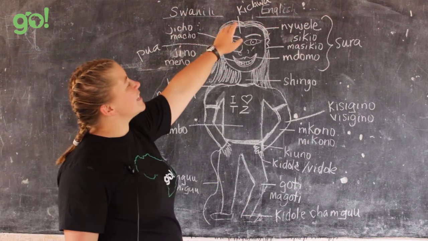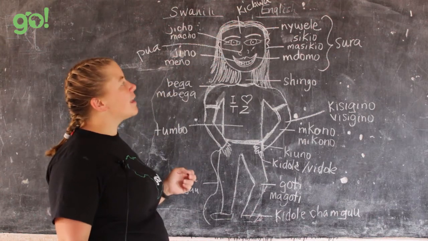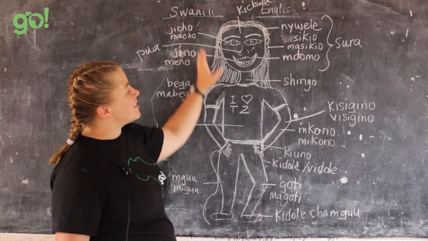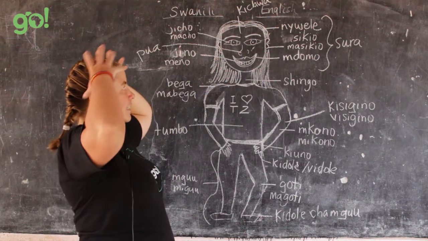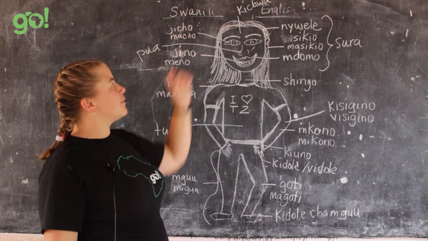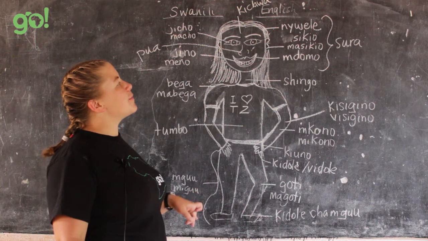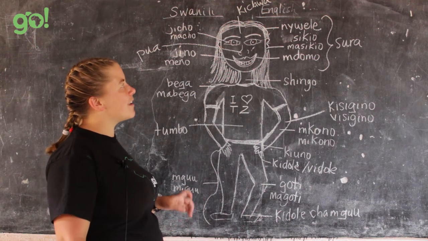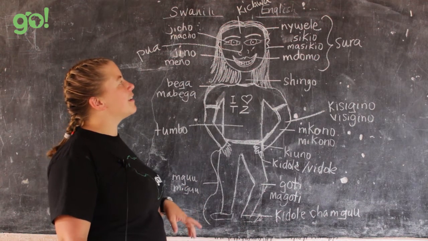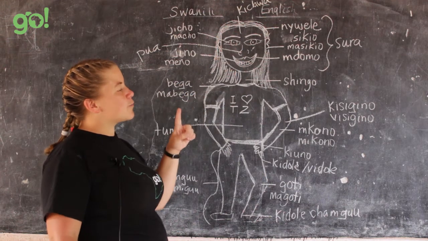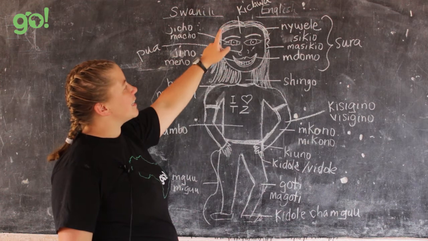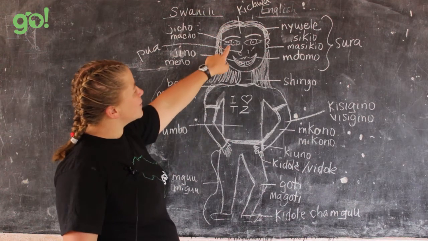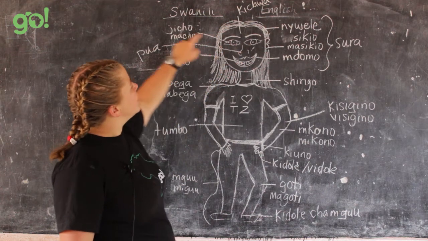So the first one is kichwa. Kichwa is head. It's not just forehead, it's the whole entire head. I didn't write the plural. The plural would be vichwa, V-I-C-H-W-A. Kichwa is one, vichwa is many. Next one is eyes.